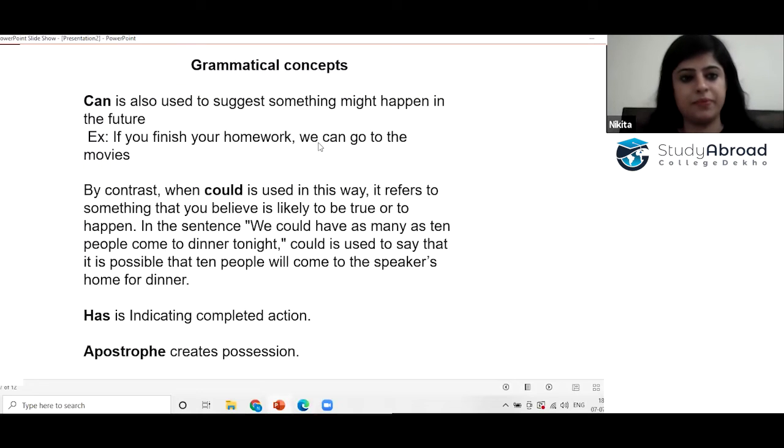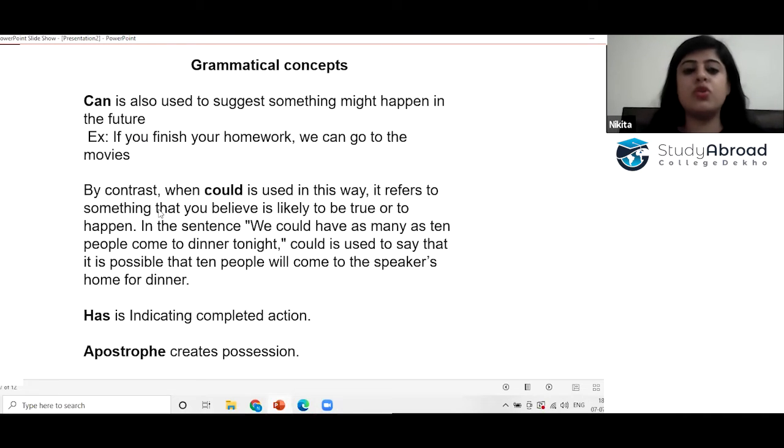When do we use can? Can is also used to suggest something that might happen in future. It can do this. I can go to the market. Example, if you finish your homework, you can go to the movies. Okay, so what is it doing over here? Might happen in the future.